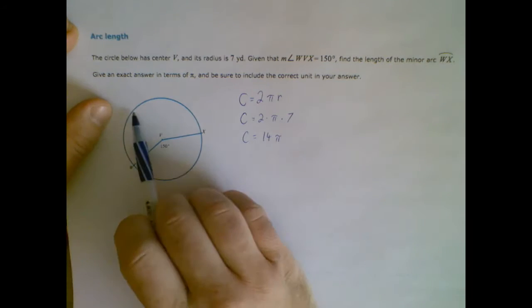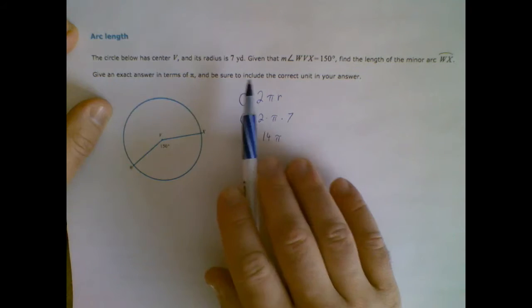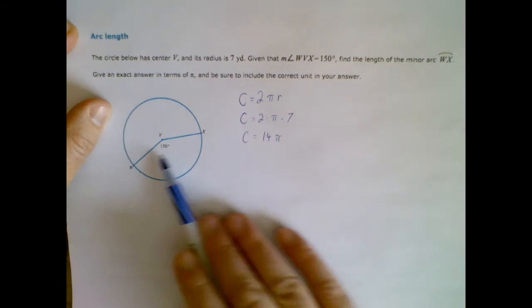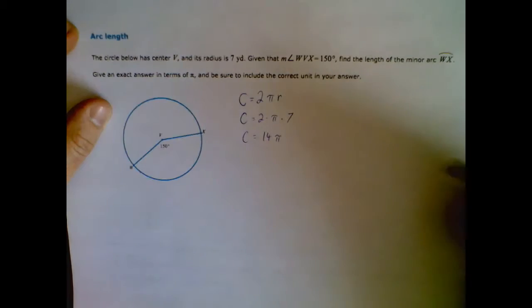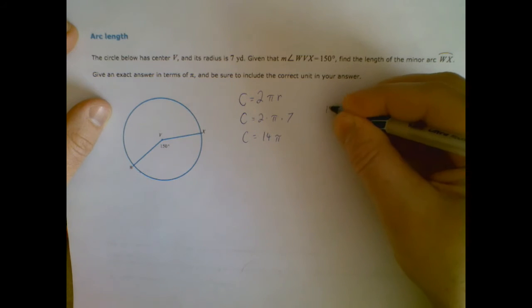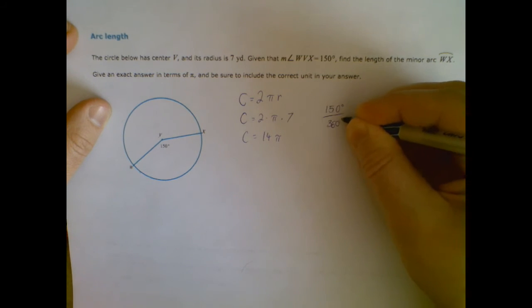Now that's all the way around. Say we start at X, that's all the way around until we get back to X. I just want the length of the minor arc from W to X. So this is using 150 of those 360 degrees. To figure out what that ratio is, I'm just going to do a quick 150 divided by 360.